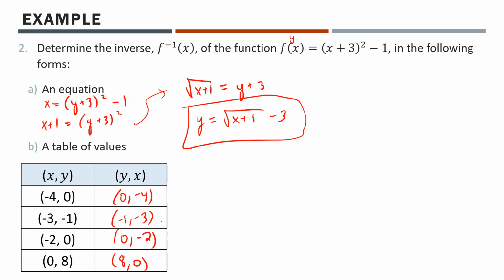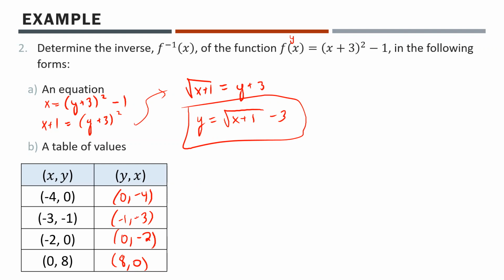Now, something I want to kind of illustrate to you on this is notice that we have 0, negative 4 and 0, negative 2. That means we have an x value, so 0, that has 2 different possible y values. Since we have one x value that has 2 possible y values, I can tell just by looking at that table of values that this is not going to be a function. It's going to be something that fails a vertical line test.